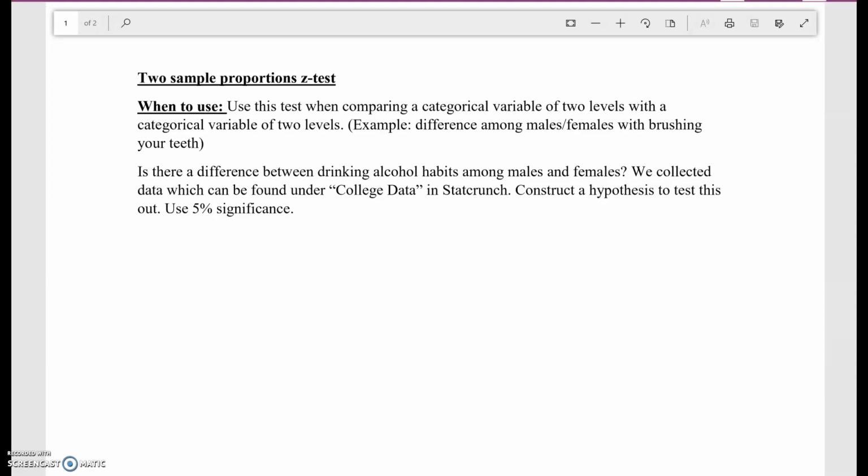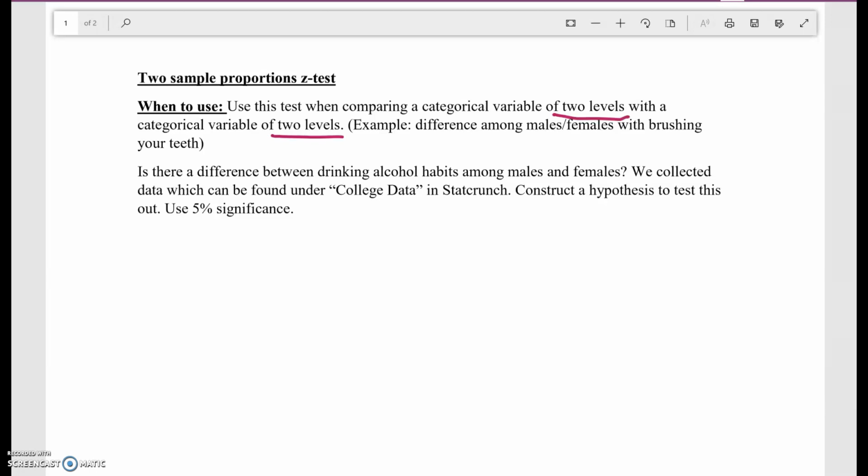So this is the two-sample proportion z-test. So when do we use this test? We use this when comparing a categorical variable of 2 levels with another categorical variable of 2 levels. Now, what I mean by levels is just the number of options that this categorical variable has.